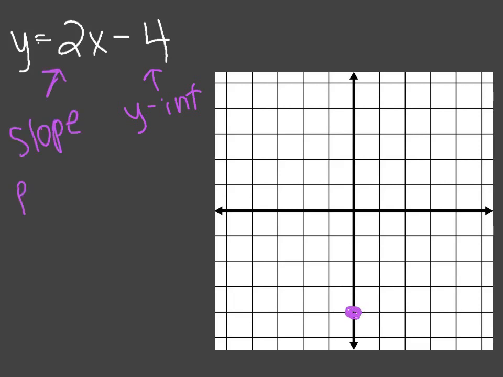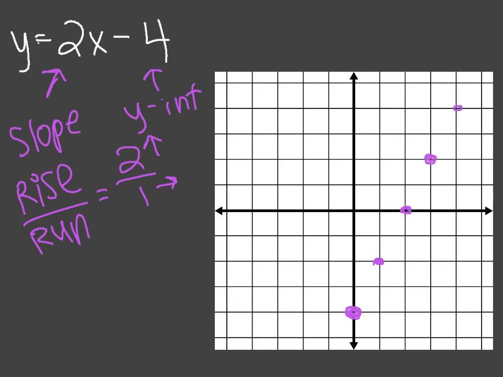Again, slope is always our rise over our run. But you'll notice in this case, we do not have a fraction. We have a whole number. We just have the number 2. So to make this into a slope, we're going to put a 1 on the bottom. So I am going to count up 2 and to the right 1. And I'm going to repeat that process until I run out of lines on my graph. And now I can connect all these points to make my line.